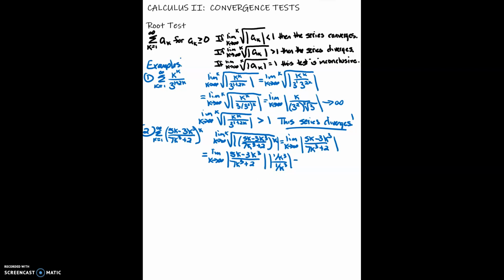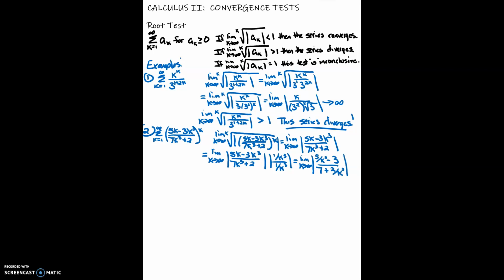When we do that, still have that limit notation, don't forget about that. We have now the absolute value of 5 over k squared minus 3 over 7 plus 2 over k cubed. Make sure you get all that.